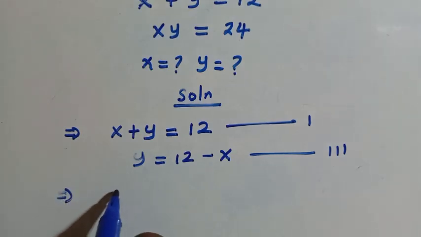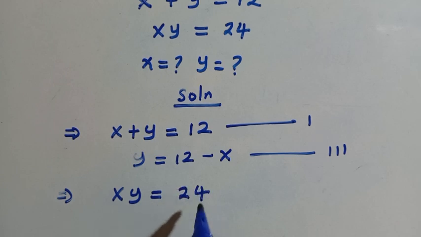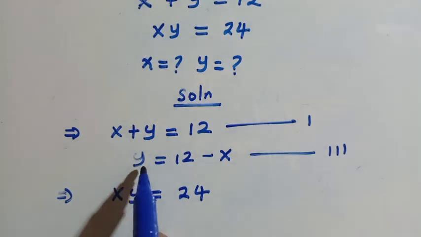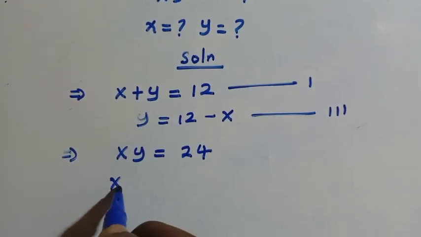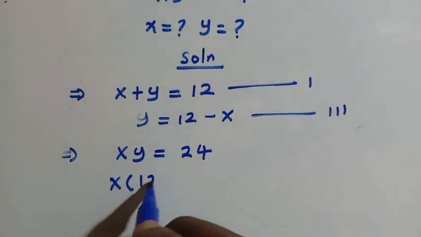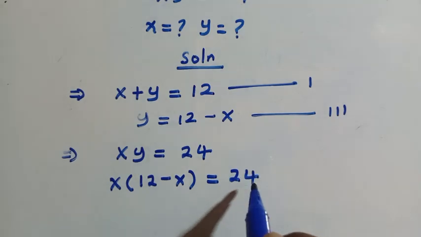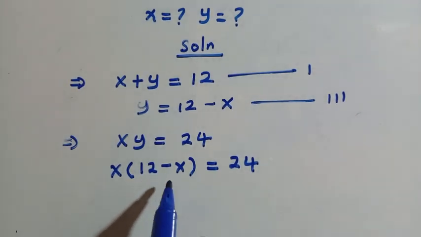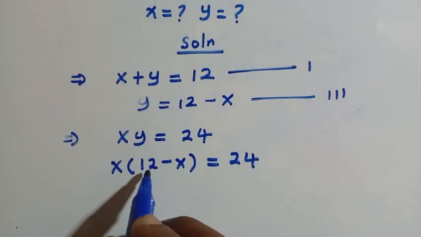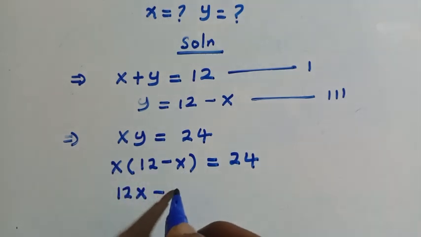So here we have from equation 2, which is xy equals 24. We substitute the value of y into this, which is 12 minus x. So doing that, we have x multiplied by 12 minus x equals 24. And by opening the parenthesis, we have x multiplied by 12, that is 12x, minus x multiplied by x, we have x squared.